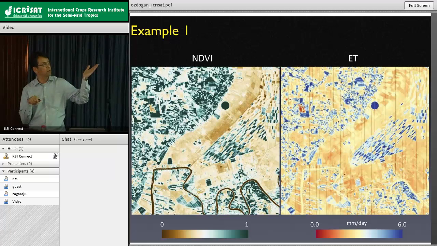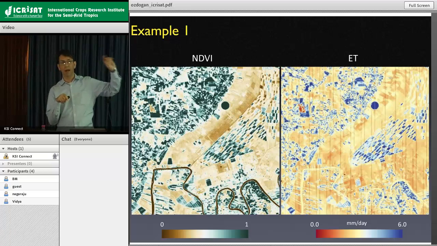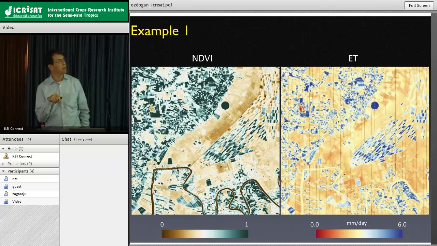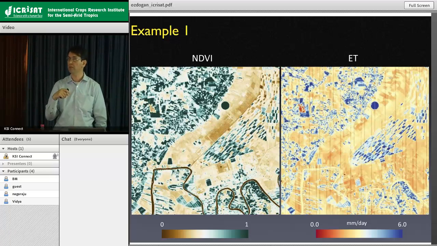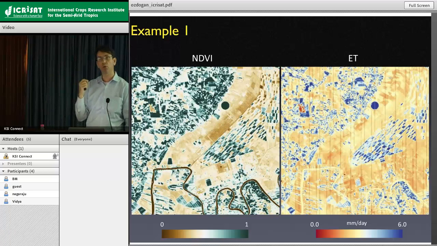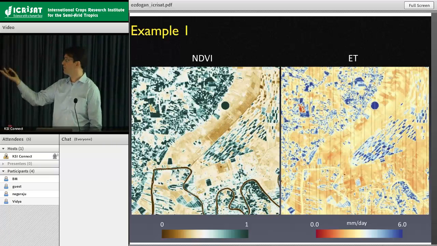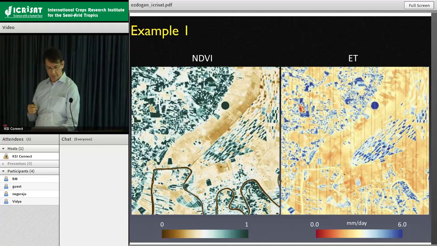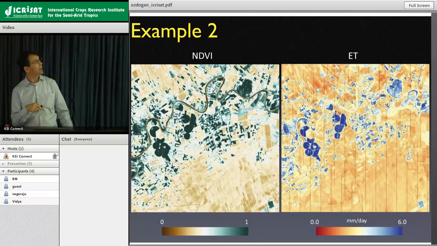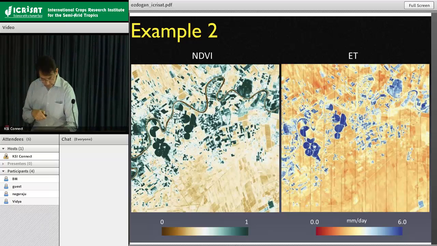But the nice thing over here is that for every field, we get an ET value. And one of the nice things about this approach is that if I know the yield at the end of the season for that particular field, and if I can keep track of the ET that field is losing, then that opens the door for me to get at this water productivity variable that most of us are interested in. How much water do I have to sink into my field to get the yields that I'm interested in? Here's another example, different location.